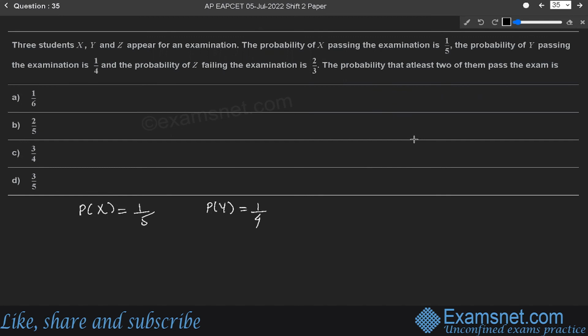And the probability of Z failing the examination is 2 by 3. It means that P of Z bar or P of Z complement is 2 by 3. If P of Z complement is 2 by 3, then P of Z will be 1 minus 2 by 3, which is equal to 1 by 3. So we can say that P of Z is equal to 1 by 3. We have to find the probability that at least 2 of them pass the exam.